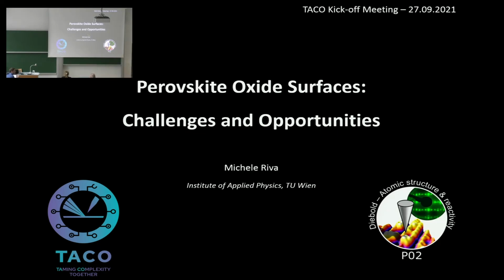I'm Michele. I work in project 2 of TACO with Uli, and our role is to understand perovskite oxide surfaces better with atomic scale resolution, which typically means with scanning tunneling microscopy. So I would like to give you a little bit of a flavor of what we do, how we do it, which difficulties we may encounter in doing that, and how we can try to go around these difficulties.